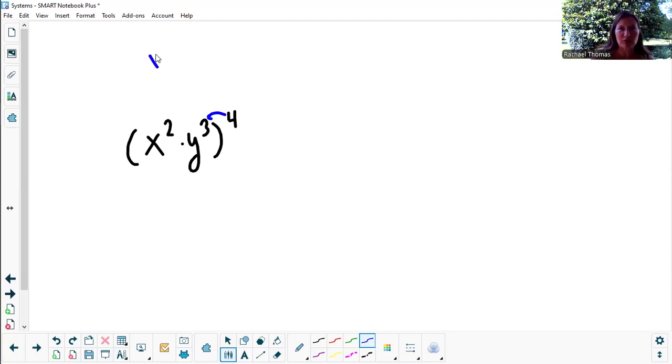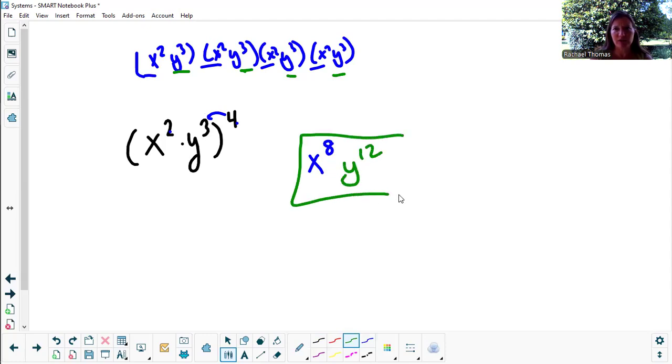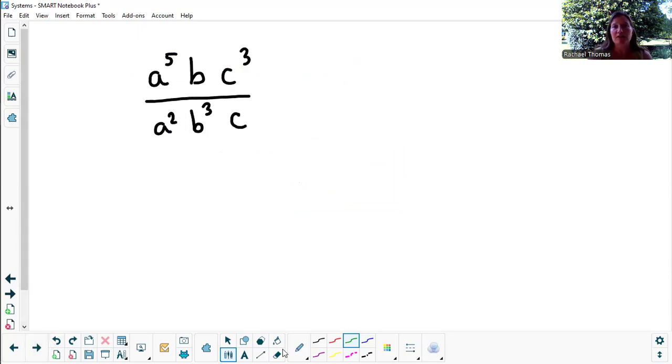So imagine this real quick. I've got x squared times y cubed to the 4th. That means I've got 4 of these. I think you will see pretty quickly what's going to happen. All my x's together, 2 times 4 makes 8. And all my y's together, 3 times 4 makes 12. And that's my final answer for that guy. I could have just multiplied. 2 times 4 is 8, 3 times 4 is 12. As long as I don't try to combine the x exponents and the y exponents, we're good there. All right, and here's another fun one.